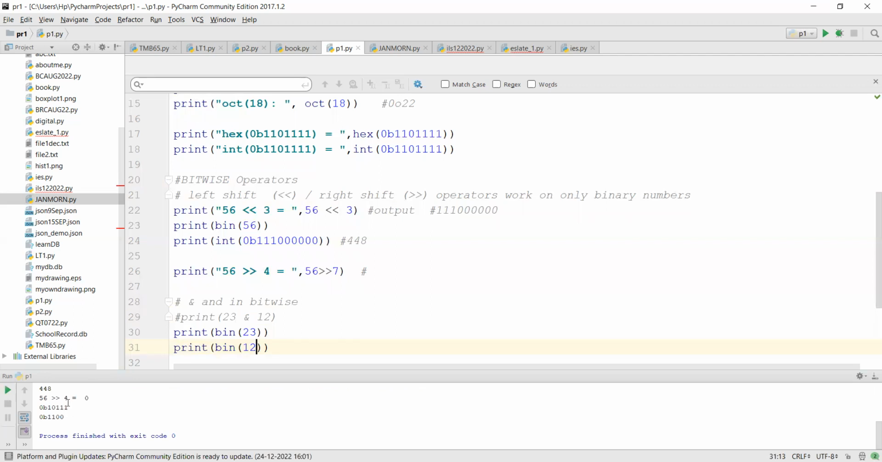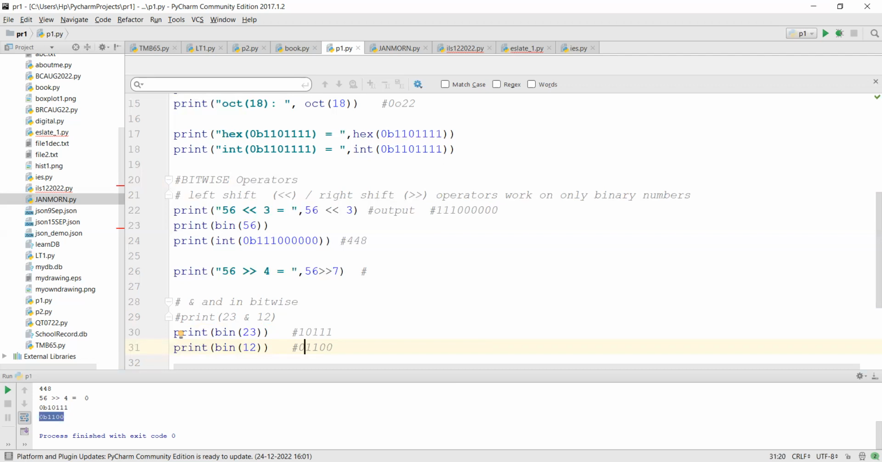Translate. So 23 is 10111, and 12 is 1100. Okay, it is 1100. Now this is 5 digit and this is 4 digit, right? So let's make it 5 digit here. So how to make a 4 digit number into 5 digit? You add 0 on the left, not on the right. If you do it on the right, the value will get doubled, right? So you put 0 on the left side. Now both are 5 digit.